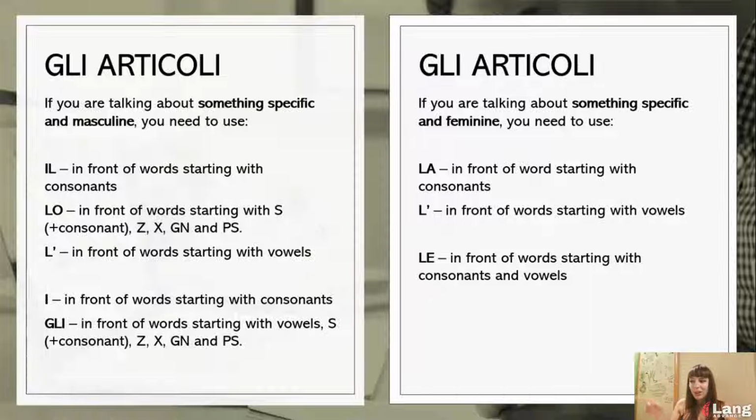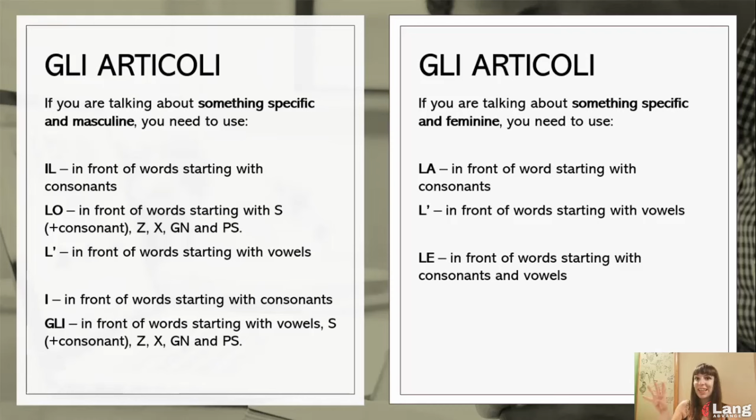So why do we have also lo? We use lo with exceptions, when a word starts with S plus consonant, Z, X, GN, or PS. Don't focus too much on the X, because the only word I can recall is lo xilofono. And don't focus too much on PS, because the only words I can recall are lo psicologo and lo psichiatra. Okay, so focus more on S plus consonant, because we have many words starting with S and consonants, and that is very important. We even have a few words starting with GN.